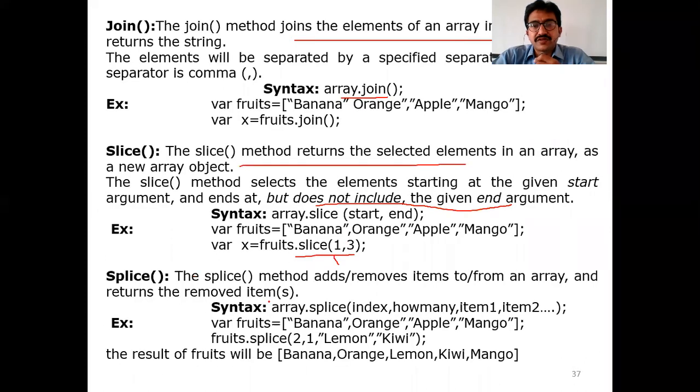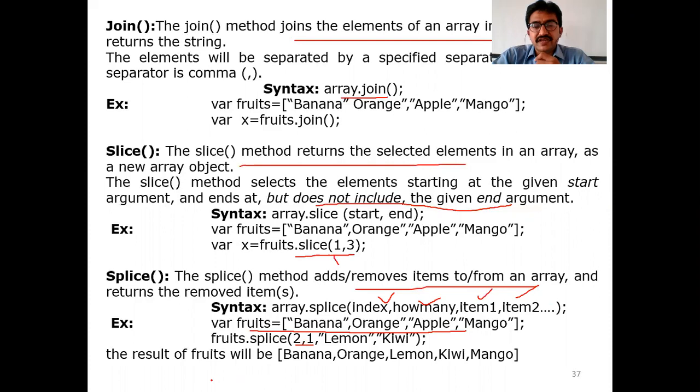Now see the outputs of these programs so that you can get some idea. The next is splice. It adds or removes items to or from an array. We can add and we can remove. For example, here I'm considering one array: banana, orange, apple, mango. Fruits dot splice of 2 comma 1, lemon, kiwi. What does 2 comma 1 mean? What is the syntax for splice? Index, followed by how many items need to be changed, followed by item 1, item 2, like this.